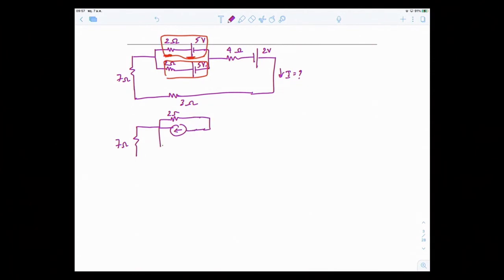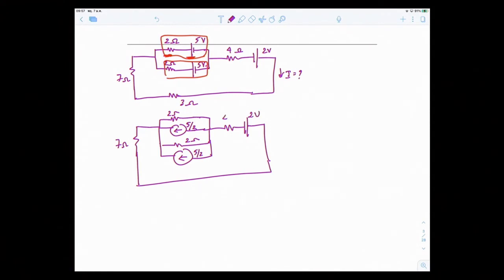The second set, of course, is this: 2 ohms in parallel with that current source. The current source becomes 5 over 2, V over R. Then the rest stays the same, 4 ohms like this. Then, we all know that when you have current sources in parallel, you can combine them together. So therefore, you get this one.